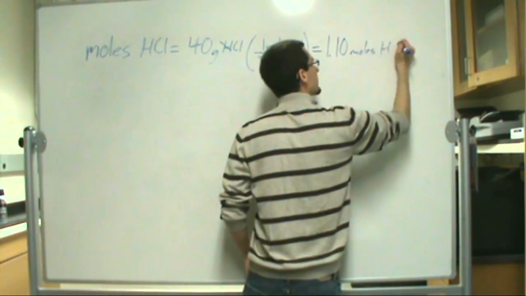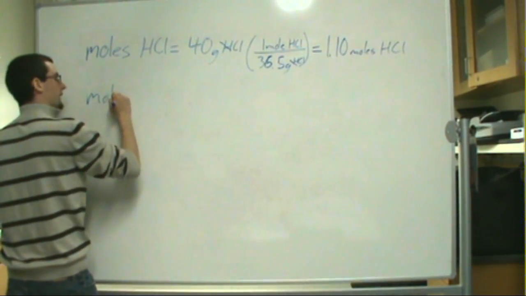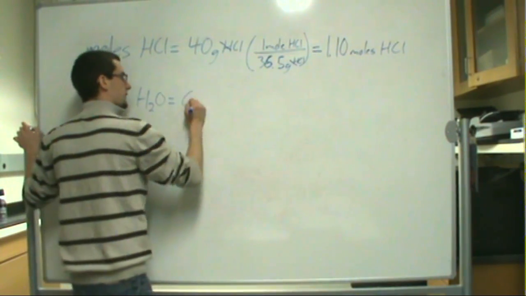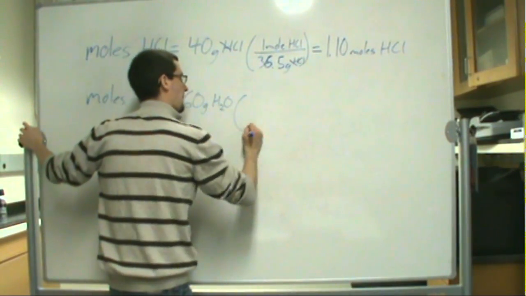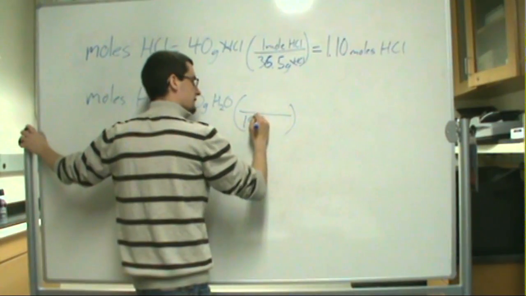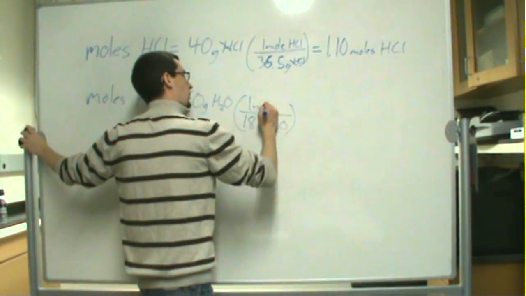moles of HCl. Now let's figure out how many moles of water we have. So that should be equal to 60 grams H2O times. So we know that there are 18 grams of water for every 1 mole of water.